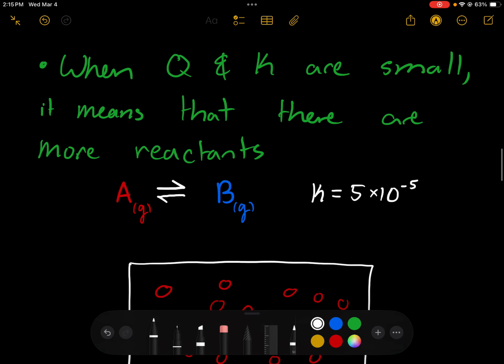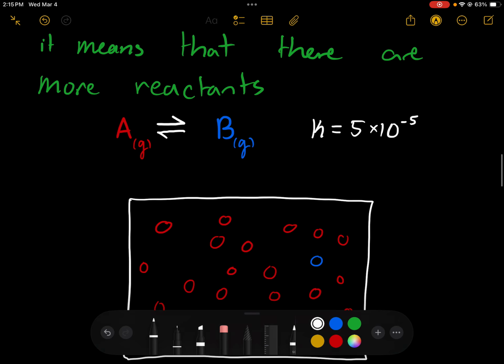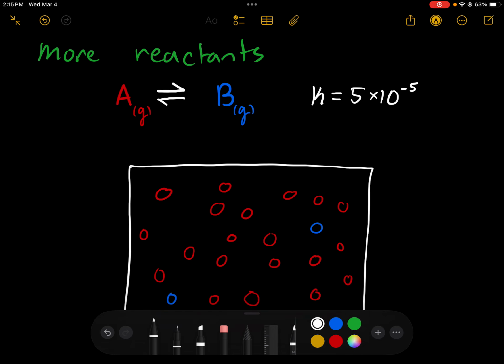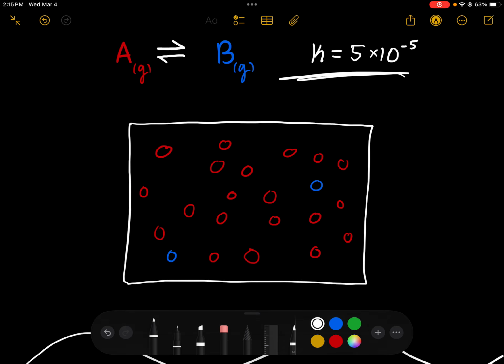Conversely, when our Q values and our K values are small, it means that there are more reactants at that moment in time. So again, looking at this same reaction, let's say its K value was really small, 5 times 10 to the negative fifth. That means that at equilibrium, we do not have a lot of products and we mostly have reactants. We can see that visually down below. The same could be said for Q values. If this reaction had a Q value of 1 times 10 to the negative fifth, that means that at that moment in time, there happened to be a lot of reactants present. It just isn't at equilibrium. But again, it doesn't really matter. It's at that moment in time.